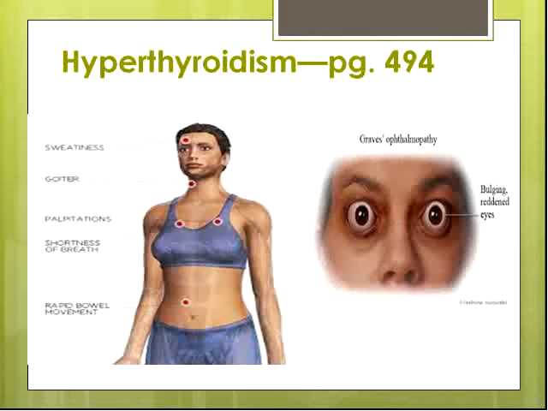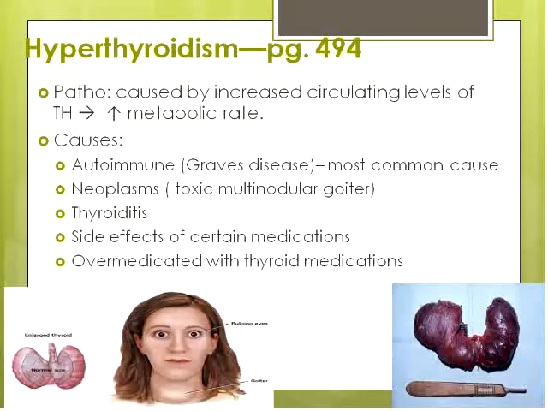Graves, by the way, is a complication of hyperthyroidism. Like we had Myxedema Coma, we have Graves. Well, actually, it's a type of hyperthyroidism. So Patho, we have increased circulating levels of thyroid hormone. So what do you think your TSH is going to be? Low, because it doesn't want to stimulate it more, right? So it's going to be low.